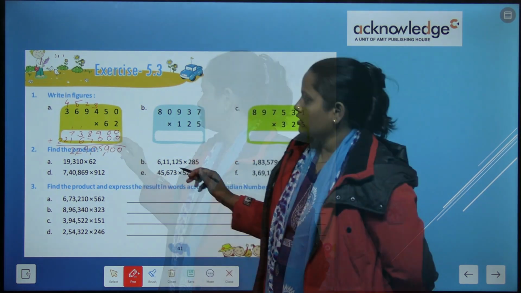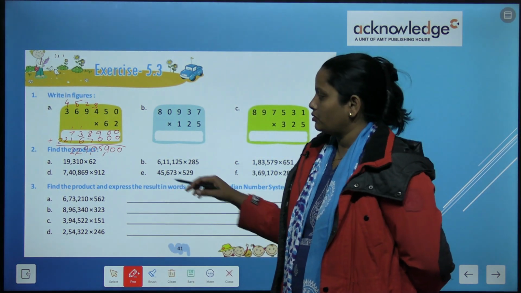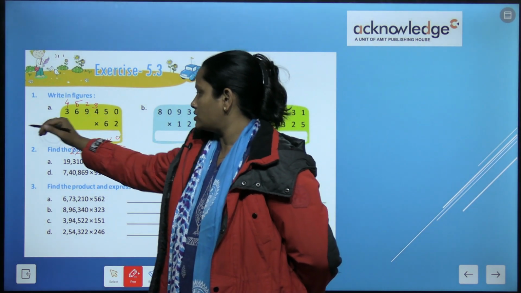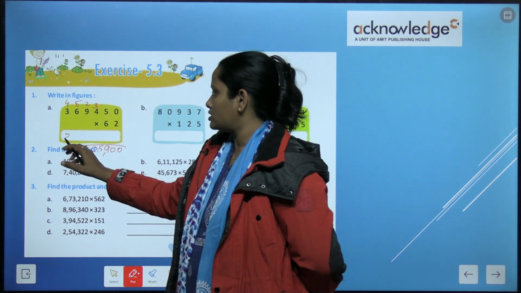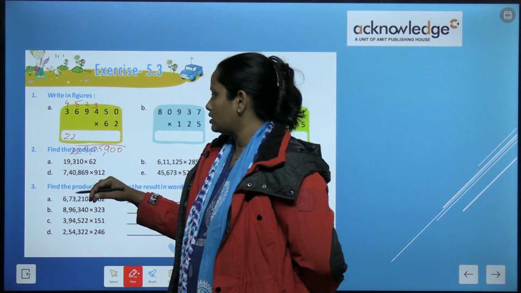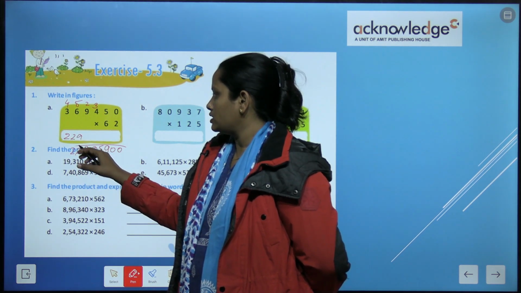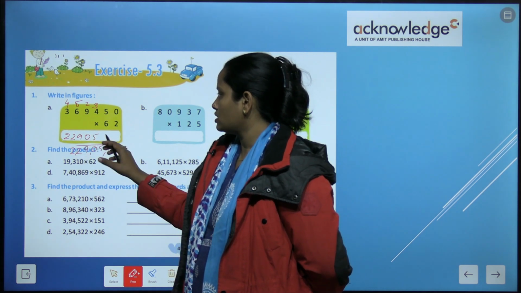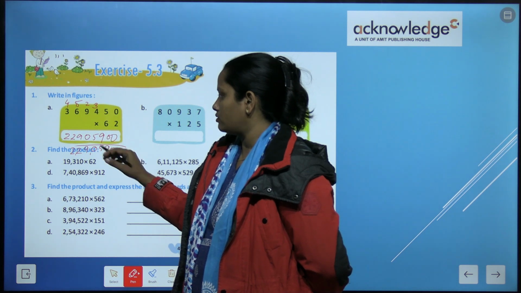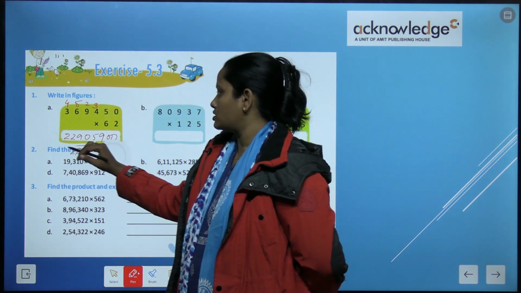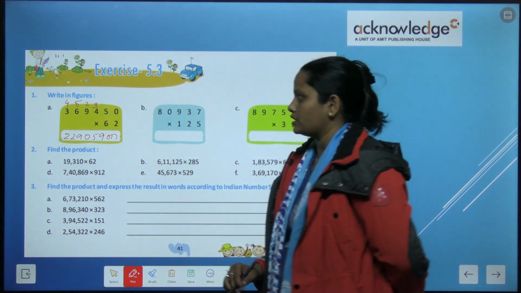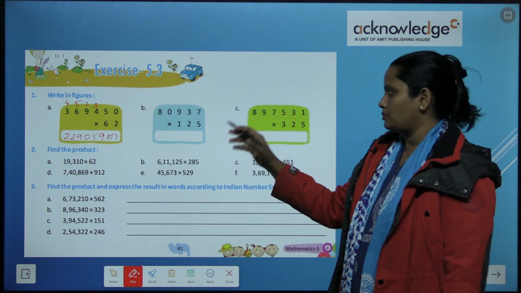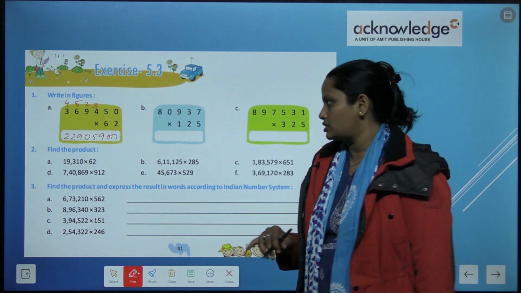So children, when we have multiplied these two numbers and added, we get this number as our answer. I'm going to write it here. It's 2 crore 29 lakh 5,900. So this is the answer that we get after multiplying these. Now similarly you have to do the multiplication of these two numbers.